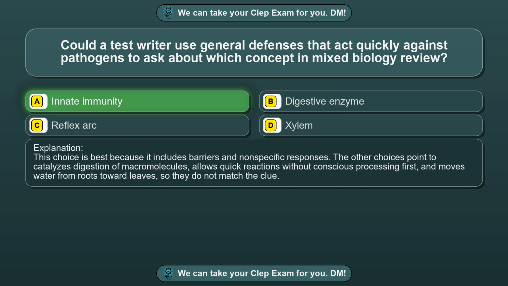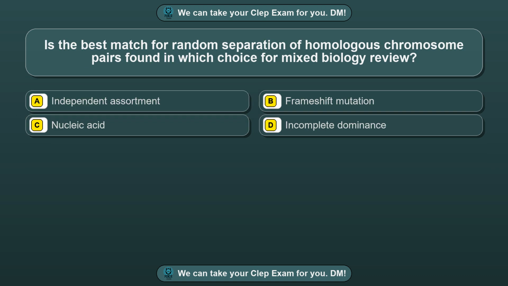This choice is best because it includes barriers and nonspecific responses. The other choices point to catalyzes digestion of macromolecules, allows quick reactions without conscious processing first, and moves water from roots toward leaves, so they do not match the clue. Question 72. Is the best match for random separation of homologous chromosome pairs found in which choice for mixed biology review? Option A, independent assortment. Option B, frameshift mutation. Option C, nucleic acid. Option D, incomplete dominance. The correct answer is option A, independent assortment.